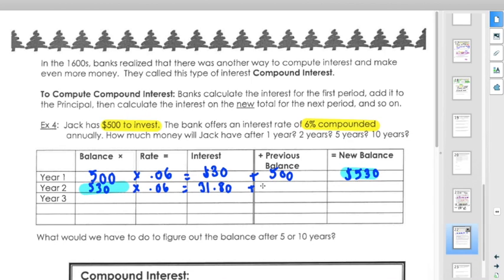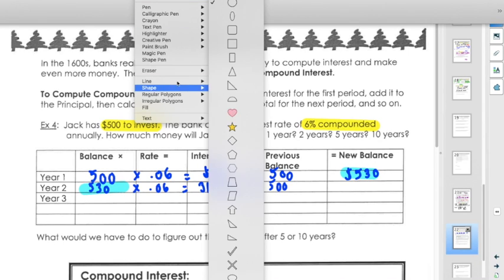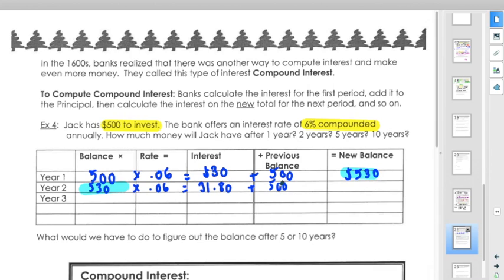Because now, if we add to our previous balance our initial principal of 500, now they're going to have, whoops, I meant to put 530 here. Sorry, guys. That should be 530 right here.